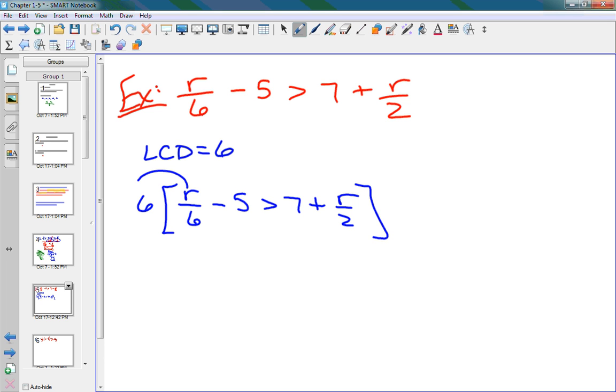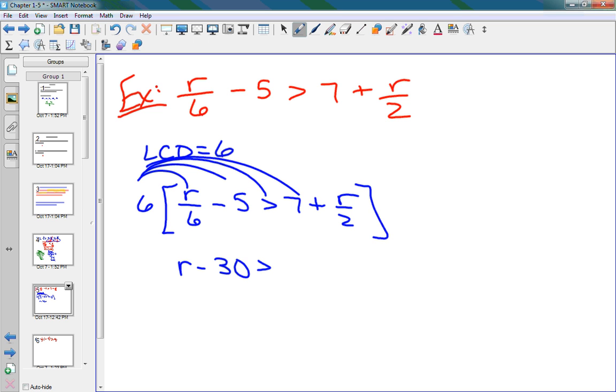6 divided by 6 gives me a 1, so I drop down my R. Go to the next one. 6 times -5 gives me -30. Do I flip my sign? Notice I'm distributing to that sign right now. Why? Because I want to know, did I multiply this by a negative number? And I did not, so I keep my sign.